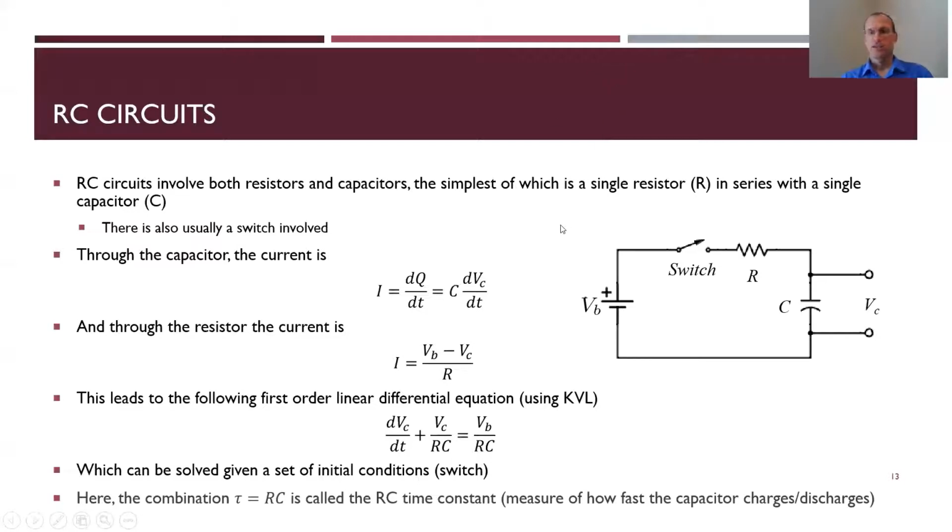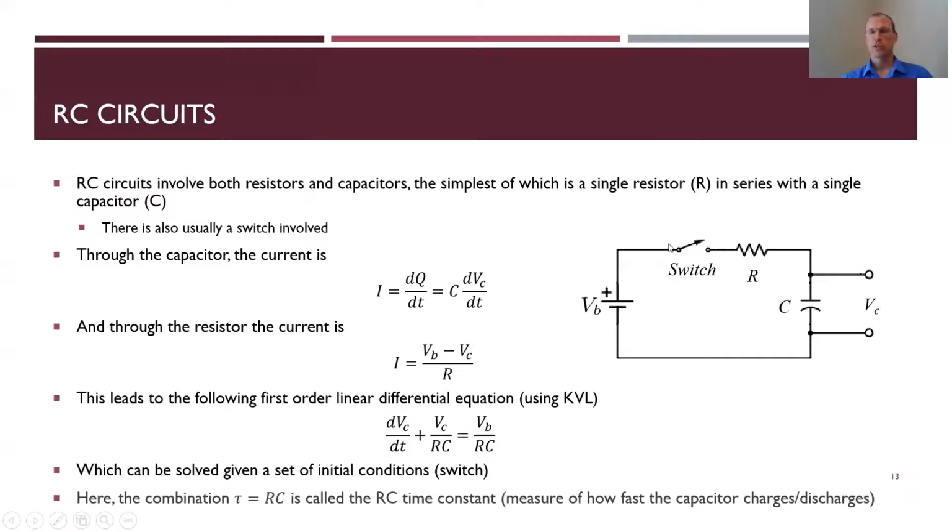So that's capacitors in circuits by themselves. Next up, we have RC circuits. So essentially a resistor and a capacitor in series with each other. The simplest one is a single resistor with a single capacitor.